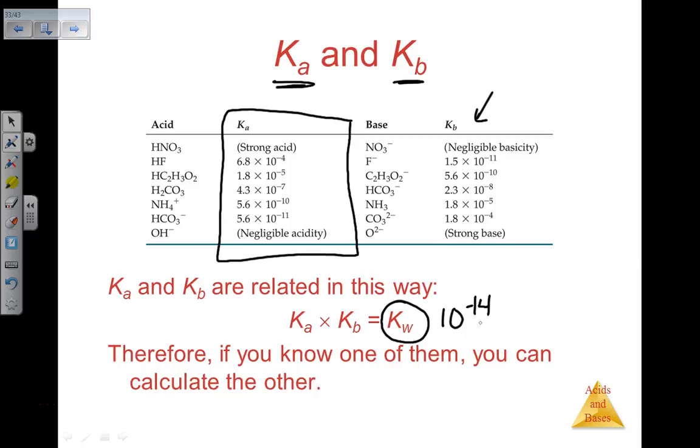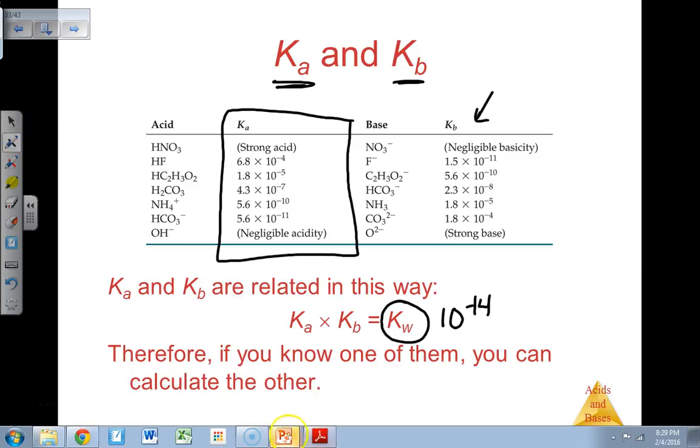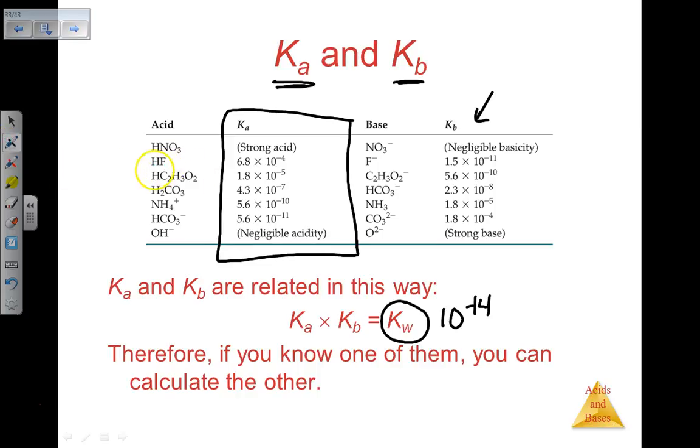of each other. So what do I mean by that? If we look here, this is HF, and its conjugate is F minus. Here is HC2H3O2, and that is its conjugate here. You lose the proton. Or if you have ammonia, its conjugate acid is this.